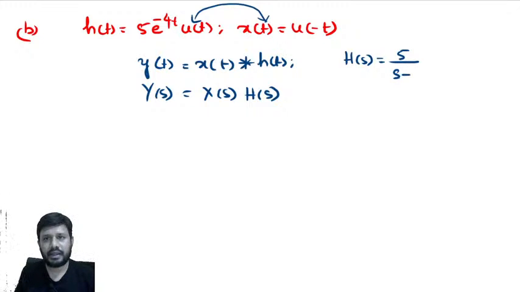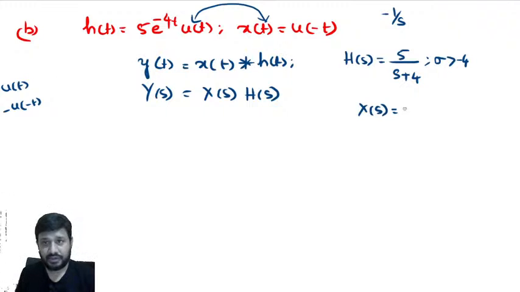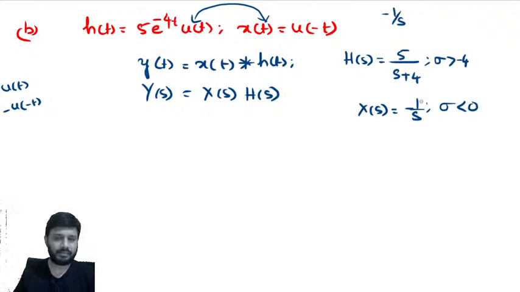What is H of s? 5 by s plus 4, ROC sigma greater than minus 4. X of s is what? u of minus t, what is the Laplace transform? Minus 1 by s, because in the introductory part we studied that u of t and minus u of minus t have the same Laplace transform, but they differ in ROC. So minus 1 by s with ROC sigma less than 0.